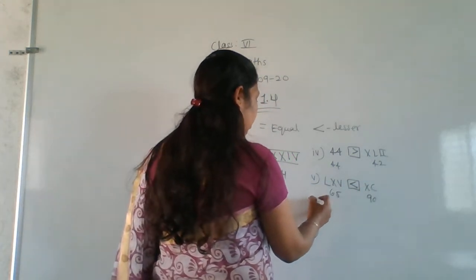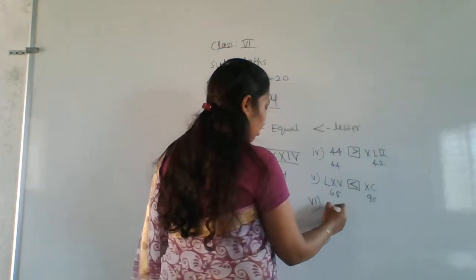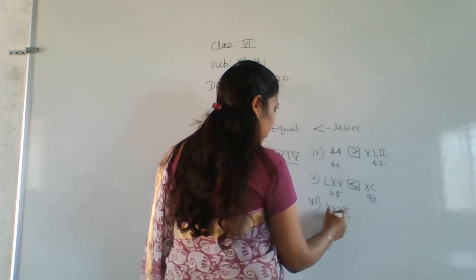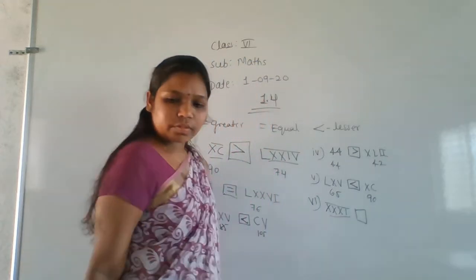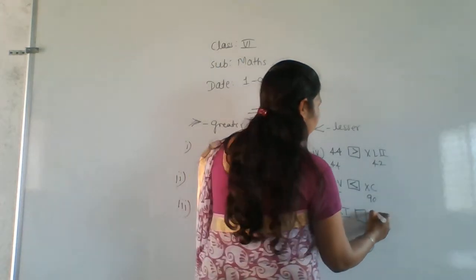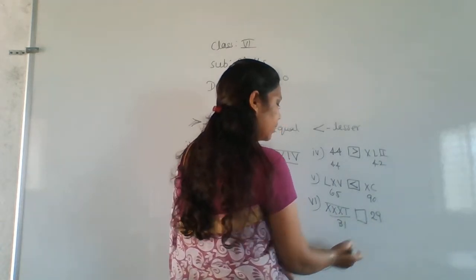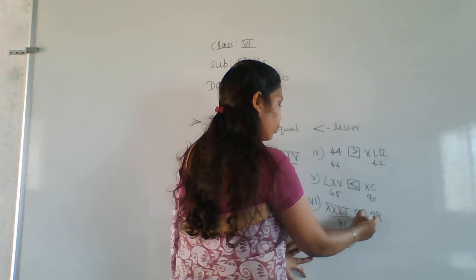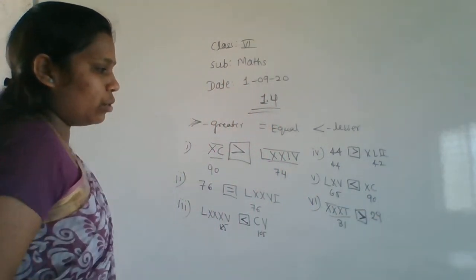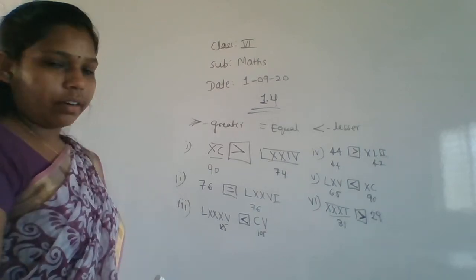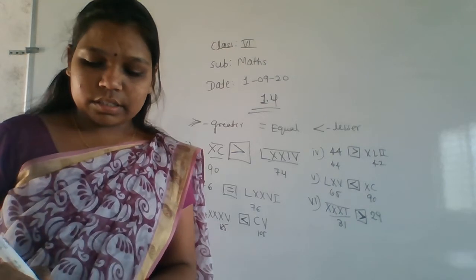So next one is the sixth one. Sixth one is XXX. Next here is a box with 29. XXX means 31 and here is 29. So it is greater, right? So put the mark like this. This is the greater value, 31, and here is the smaller value, 29. Getting? So I hope everyone has done.